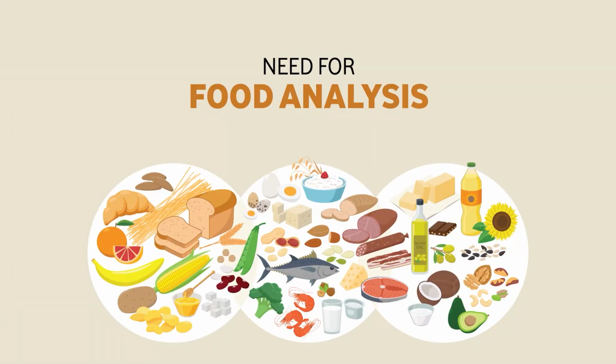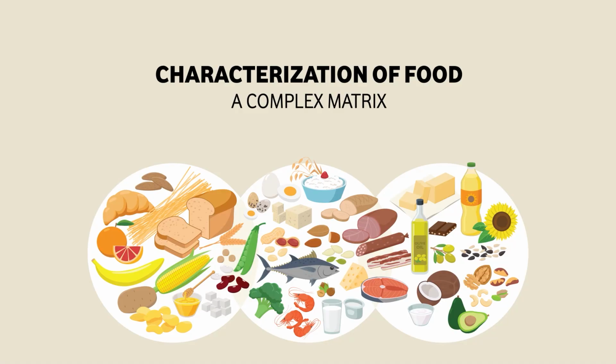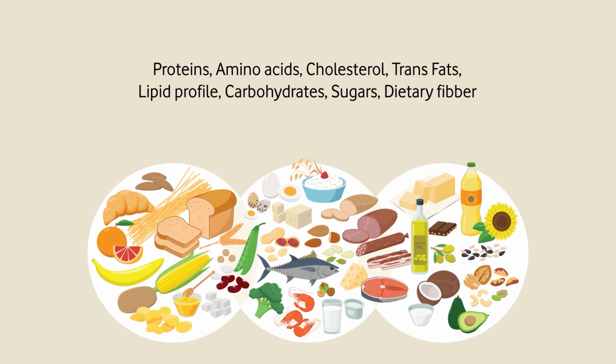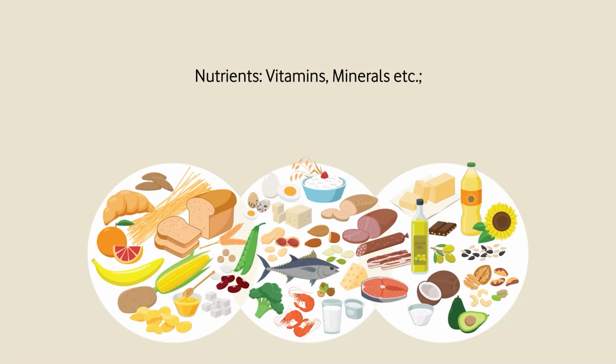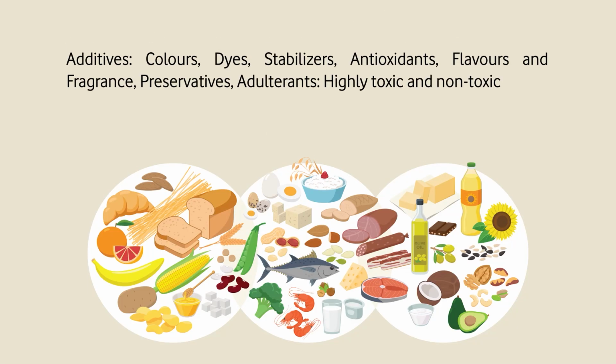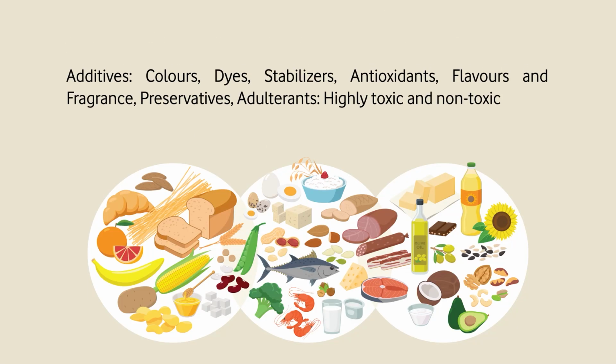So the need for food analysis: one, characterization. We have known that protein, amino acid, sugar, dietary fiber, they are all large quantity, characterization techniques which are normal chemical wet analysis. But for instrumentation, constituents like nutrients, vitamins, minerals, additives which are added in very small quantity, colors, dyes, stabilizers, antioxidants, highly toxic, non-toxic constituents, we need instrumentation.